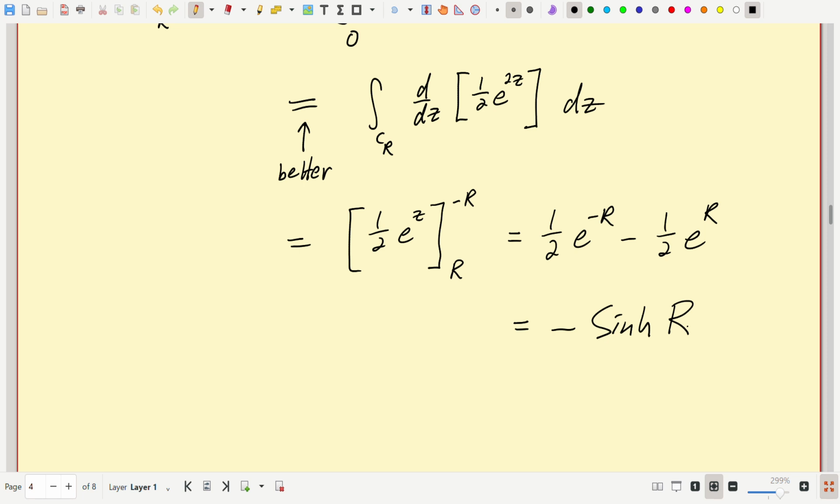What? I think you lost the 2 in the exponent. Yes. I did? Oh, yeah, why did I do that? Thank you. So it would be a minus 2r plus 2r. And so it would be the hyperbolic sine of 2r.